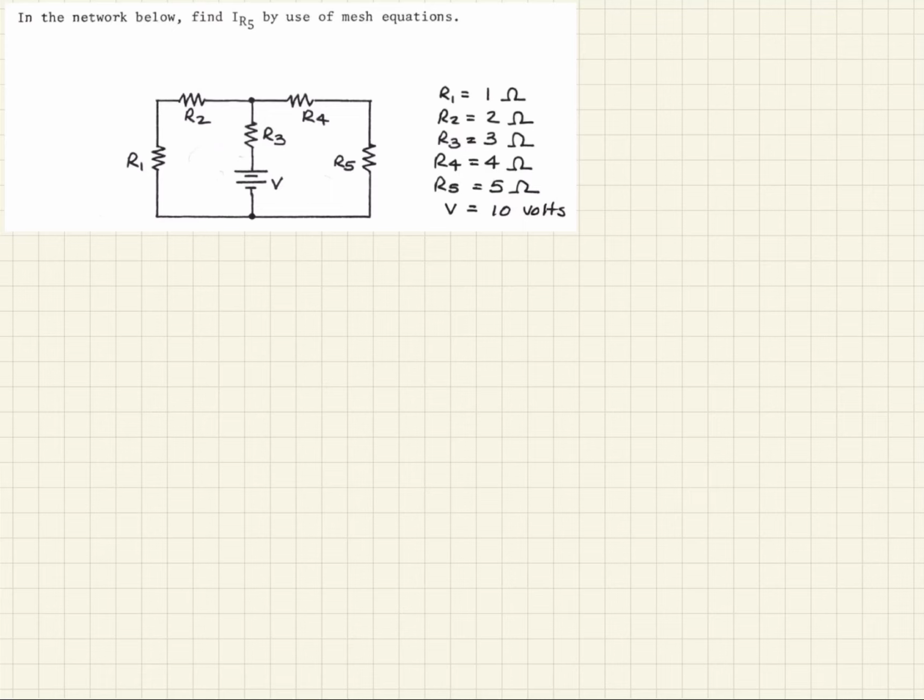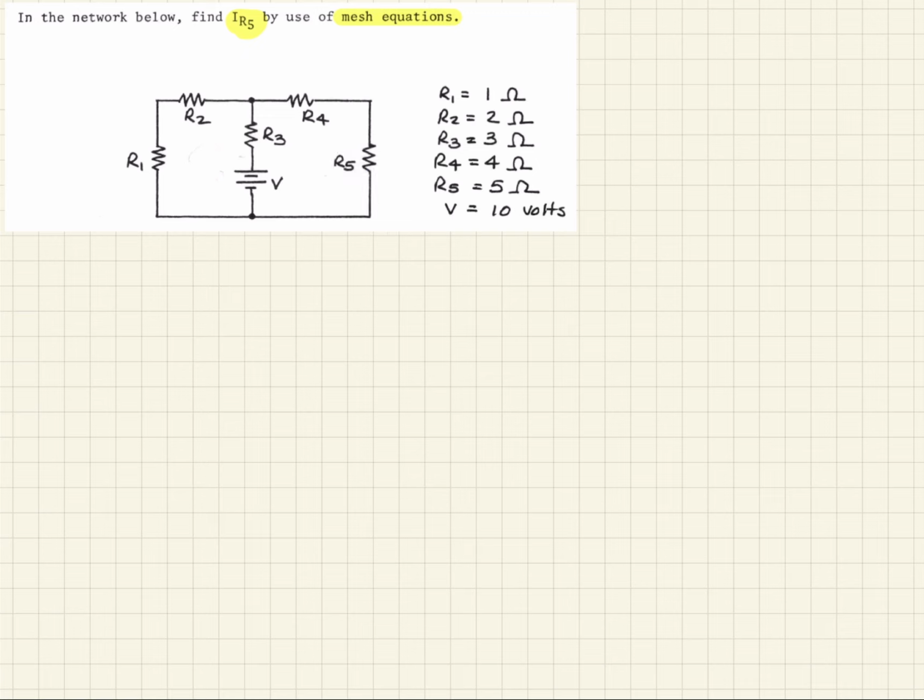So here's a simple system that we're given, and we're asked to use mesh equations, or mesh analysis, to find the current in resistor R5. So that would be in this resistor right here. So let's see how we go about doing this and writing our mesh equations.